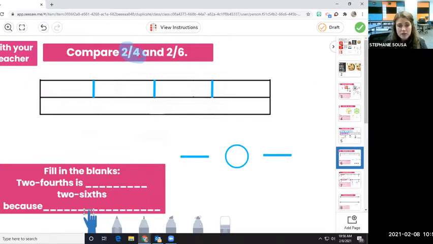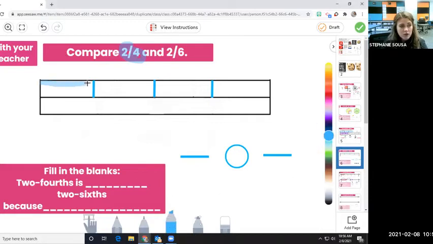I was looking at screens and my hooligans that were working ahead were adding 4 partitions, which gives you 5 pieces. So you were working ahead and we're doing it wrong. You only need to add 3 lines, partitions, because that gives you 4 parts. Okay? All right. So now we're going to shade 2 of them.